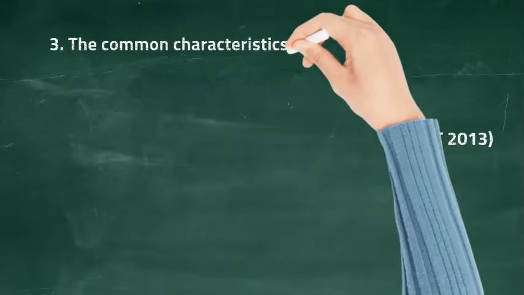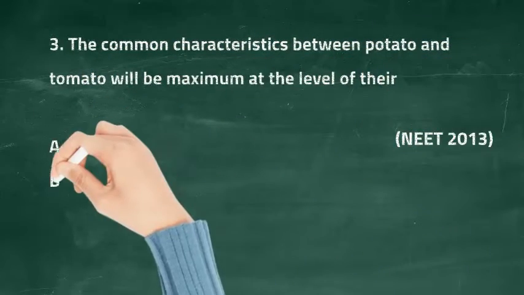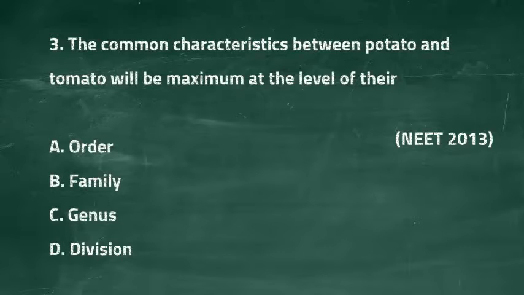Question third. The common characteristics between potato and tomato will be a maximum at the level of their option A, order, option B, family, option C, genus, and option D, division. The right answer is option B, family.